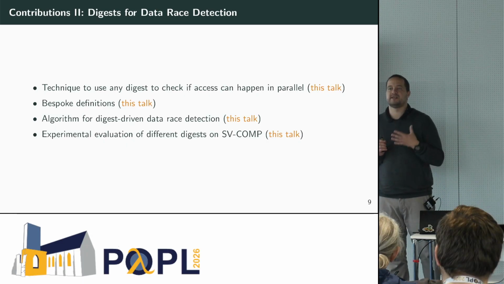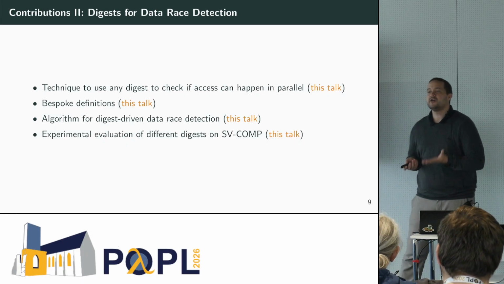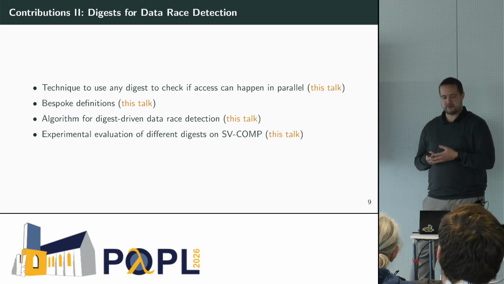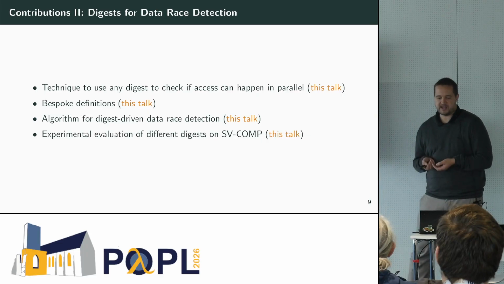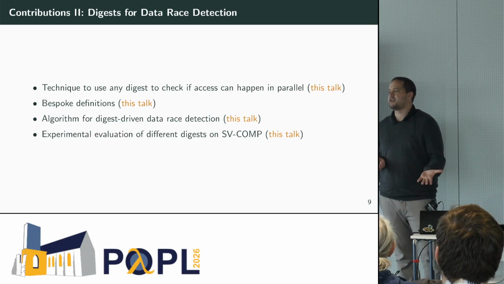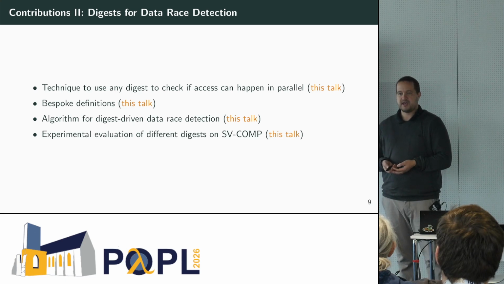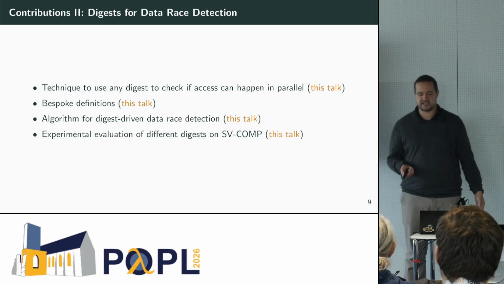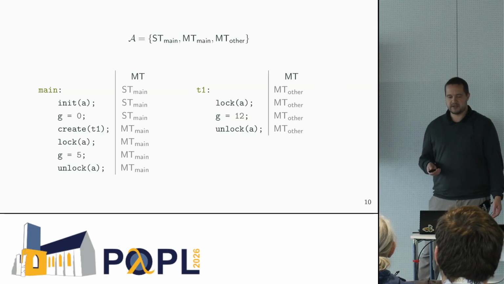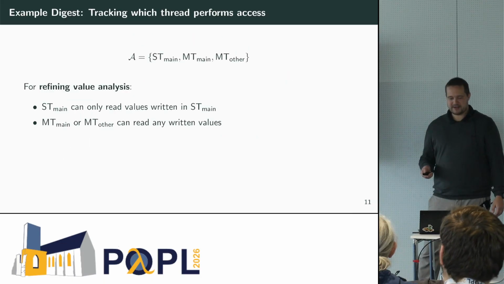We will also see that this generic definition is not always the best one that you can hope for, and we'll provide some bespoke definitions. We will cover the algorithm for digest-driven data race detection that's used inside of the Goblint tool. And lastly, I'll also briefly talk about our experimental evaluation that we did of different digests on the SVComp benchmark suite. So for the first aspect, let's take a look at our example program again.